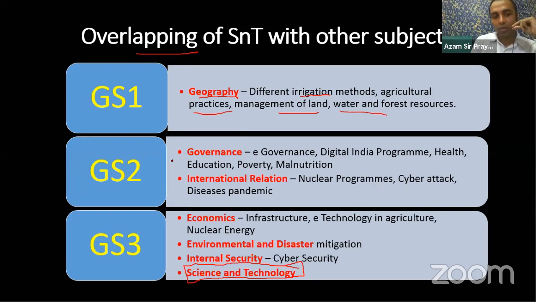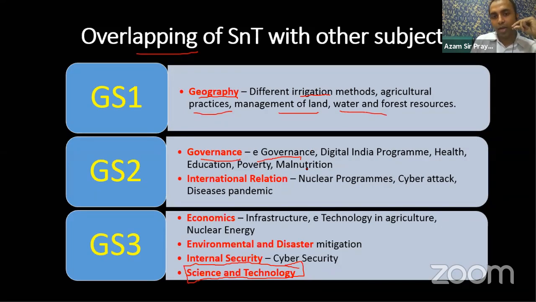Next is general studies paper 2, wherein the portion of governance, the e-governance portion. E-governance is basically the use of information and communication technology in the governance system of the administration. So technology comes into the picture over here. For example, earlier all the government work was mostly paperwork. Now today most of the work is digitalized. We can directly fill an online form and get our work done. So that is a part of e-governance, which is a part of science and technology.